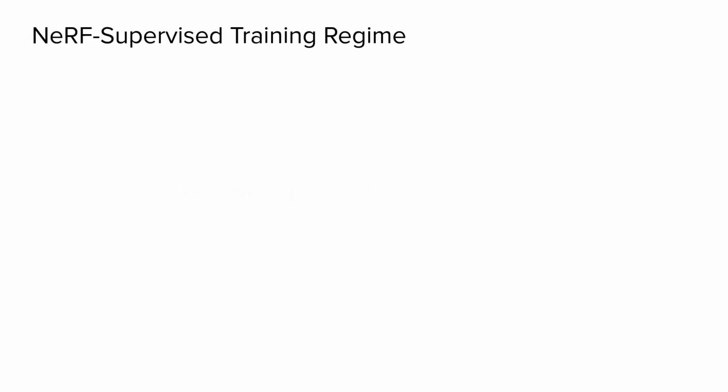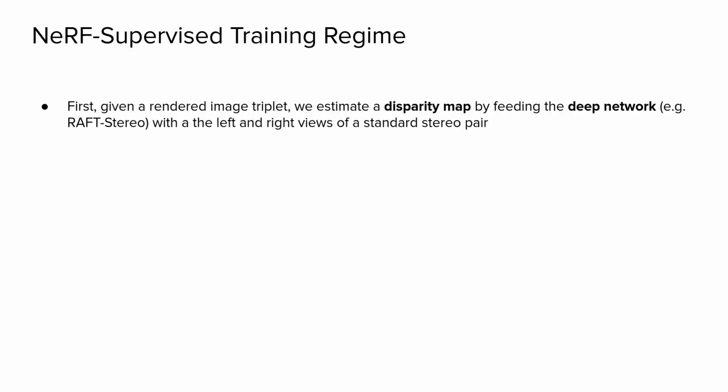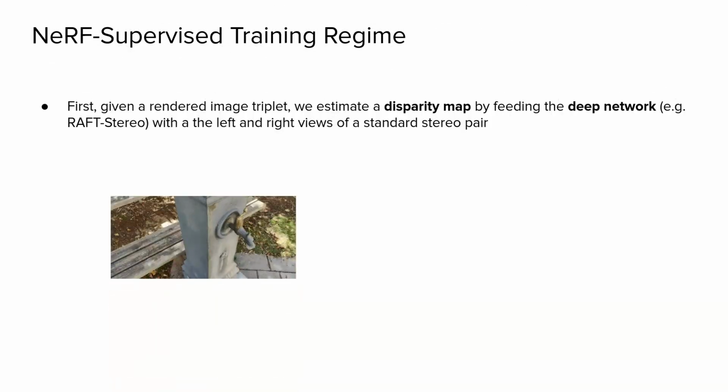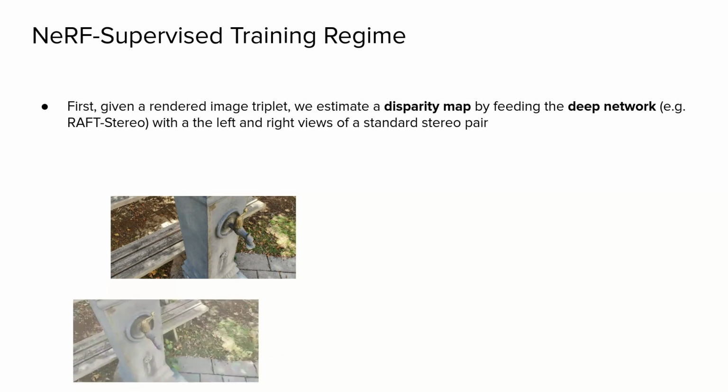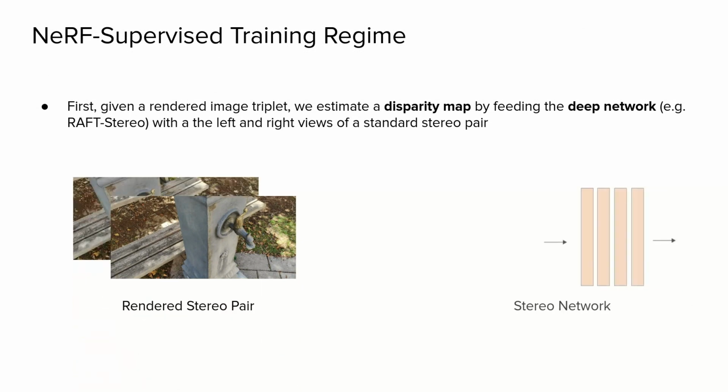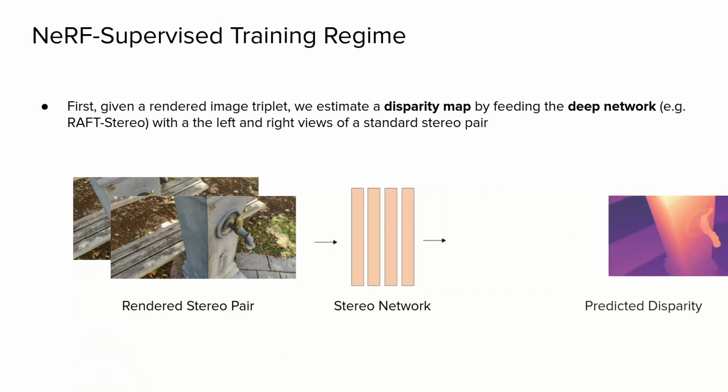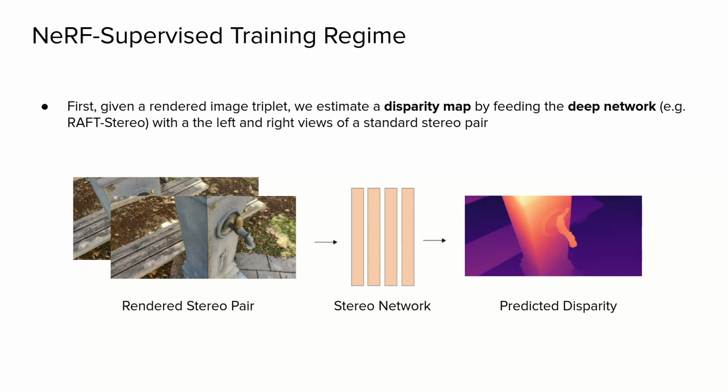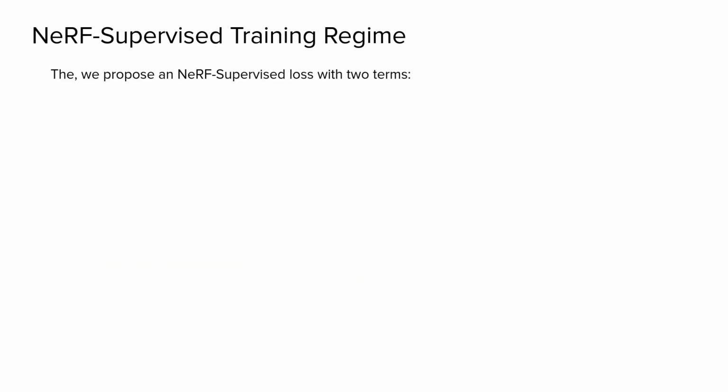As a first step, we generate a stereo triplet from NeRF. Then we input the rendered center and right views of the stereo triplet into a deep stereo network, which estimates a disparity map. In this case, we can employ any stereo network, such as the recent RAFT-Stereo architecture. Next, we introduce a NeRF-supervised loss that consists of two terms.